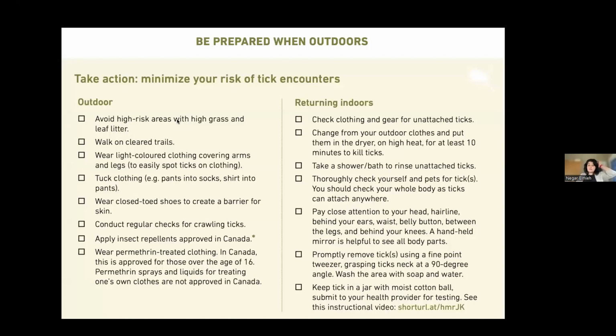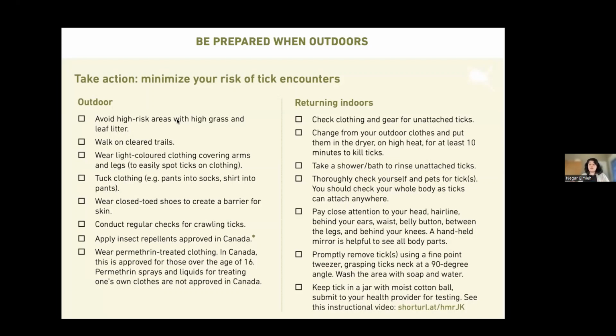So what can you do as an individual? The best thing you can do to minimize your own risk is to take action. And this action can either be outdoors when you're recreating or out in the environment, or indoors when you're back in home or wherever you are staying. And so outdoors, really the key features are you can avoid high risk areas, you can avoid areas with high grass and or leaf litter, and you can walk on clear trails so that you can manage how you interact with your environment.